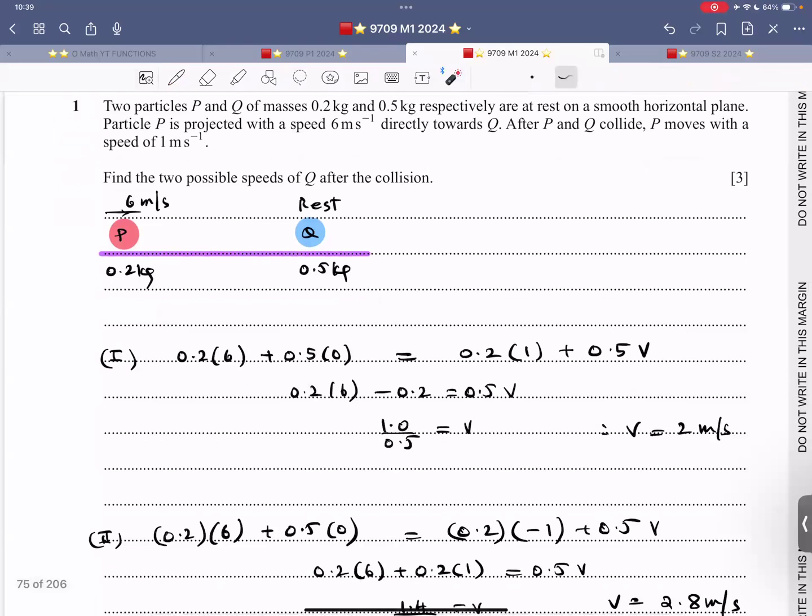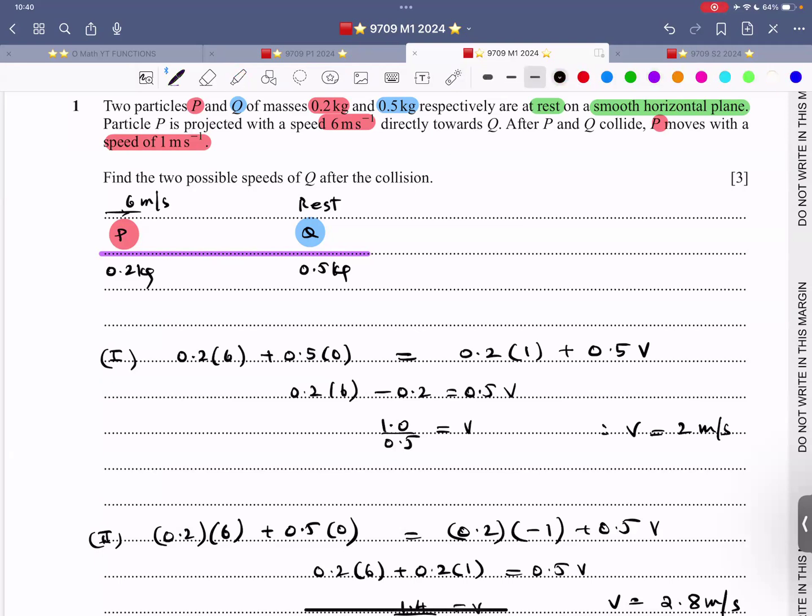Now the first thing, two particles P and Q of mass 0.2 and 0.5 kg. So this one is P, 0.2 kg, and this one is Q, of mass 0.5 kg. They both are at rest on a smooth horizontal plane. Particle P is projected with a speed of 6 meters per second directly towards Q. So P is projected in that direction. Now it says after P and Q collide, P moves with a speed of 1 meter per second. Find the two possible speeds of Q after the collision.